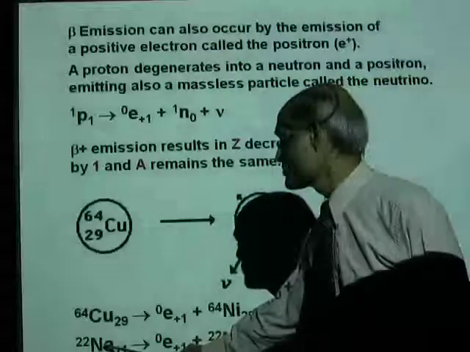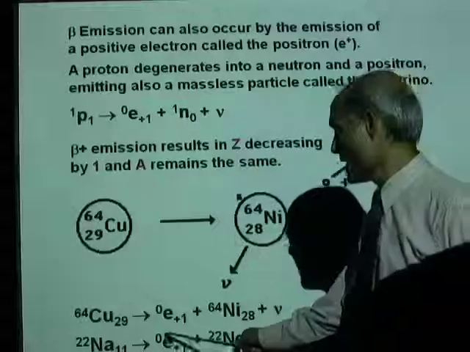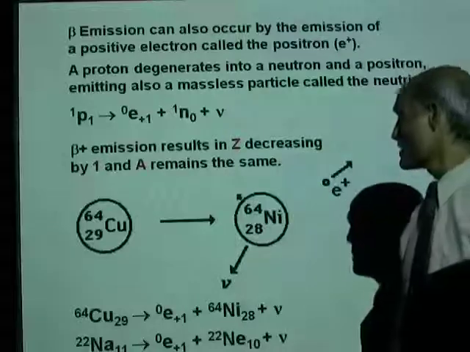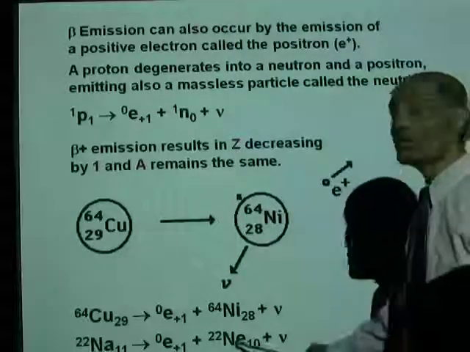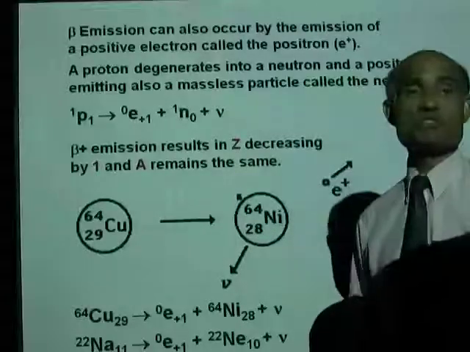Another example is sodium of atomic number 11 and mass number 22 emits a positive beta, becomes a nucleus of neon of atomic number 10 and mass number 22.